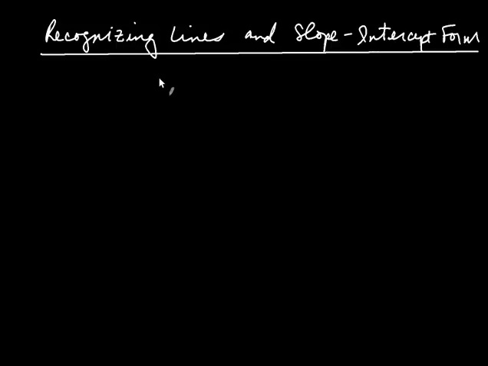One very important skill for us to develop is when to recognize that we have a line on our hands. So here we're going to practice recognizing lines and also see what's called slope-intercept form of a line. So lines always look like this.